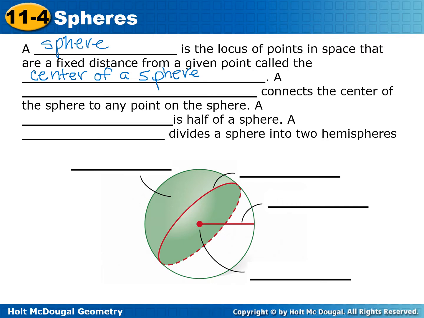And a radius of a sphere connects the center of the sphere to any point on the sphere. So a hemisphere then is half of a sphere, and a great circle divides the sphere into those two hemispheres.